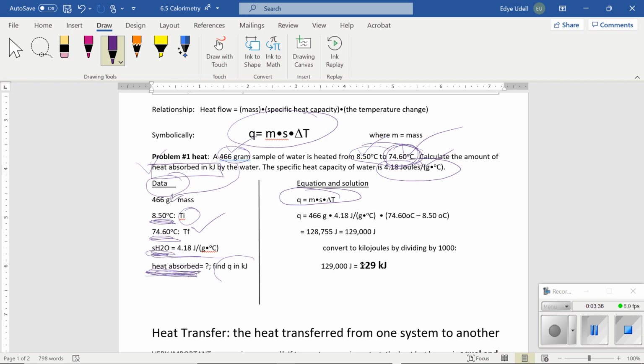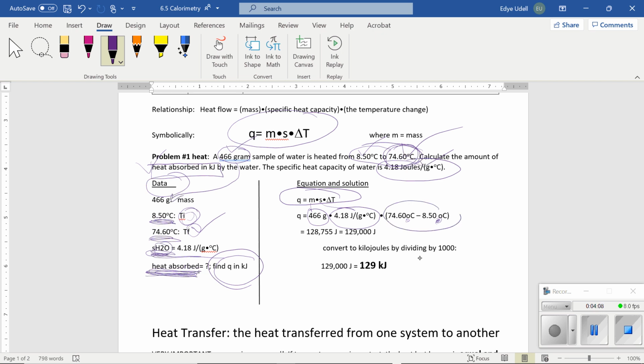I'm trying to find Q, so I plug in all my values. My M is right here. My S is right here. Delta T is T final minus T initial. I'm noticing I'm forgetting all my superscripts here. These two little degrees should be superscripts. The I here should be a subscript. The F should be a subscript. The H2O in S for H2O should be a subscript. Okay, getting back to the problem at hand.